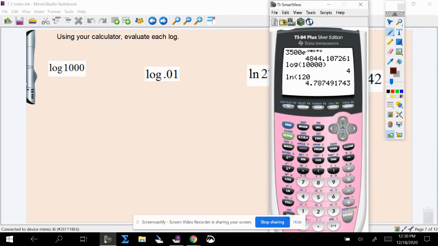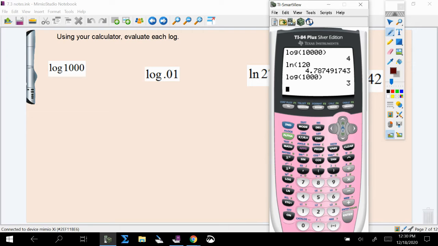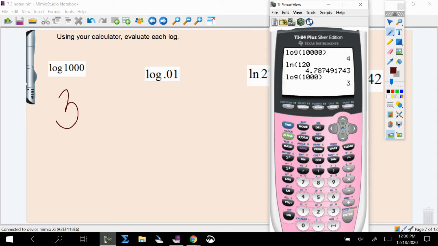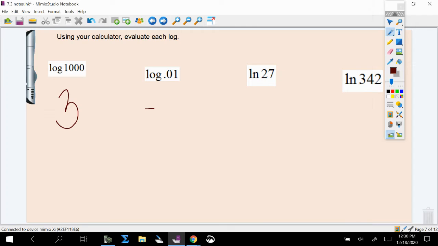So if you are asked to evaluate a common log, you'll just see the letters LOG. The base won't be written there because it's understood to be 10. Any common log you can do on your calculator by just hitting the button that says LOG. So you hit the button that says LOG, you type in whatever number they're asking you to take the log of, and you get your answer. So your common log button, again, it's in the first column, about halfway down. So if I want to do the log of 0.01, I get -2.